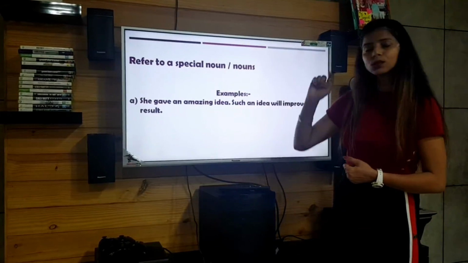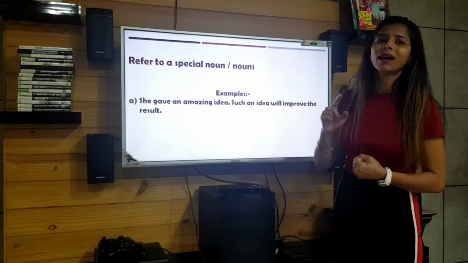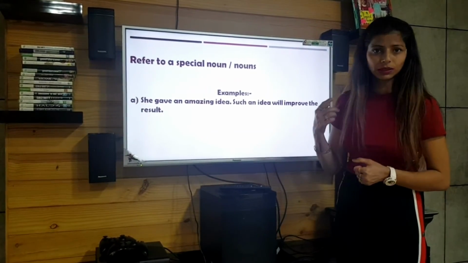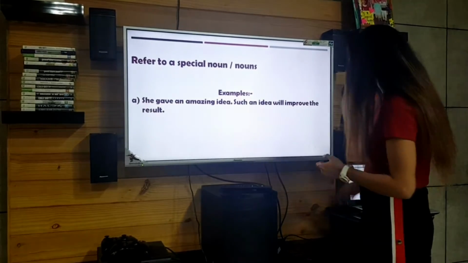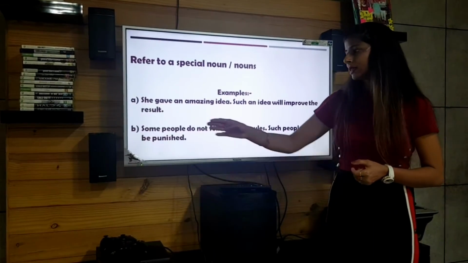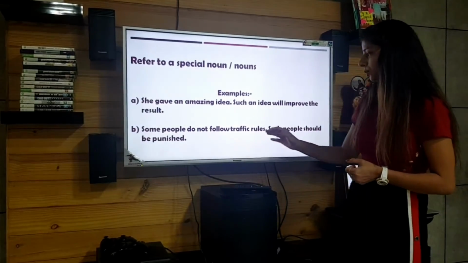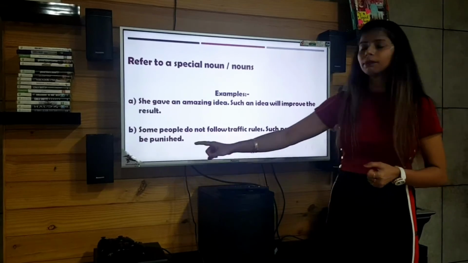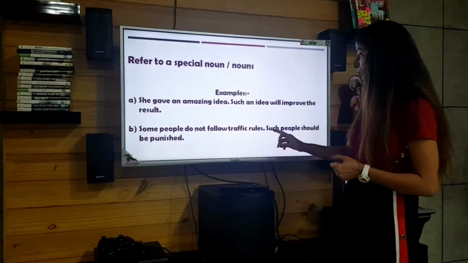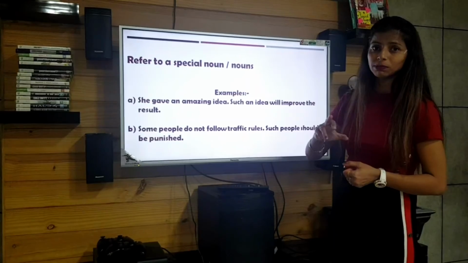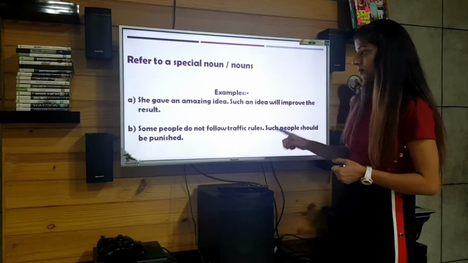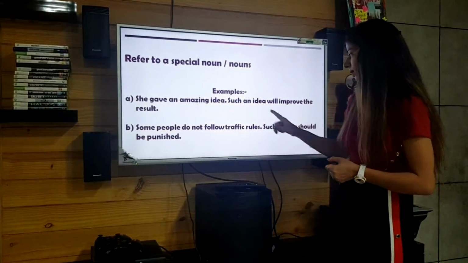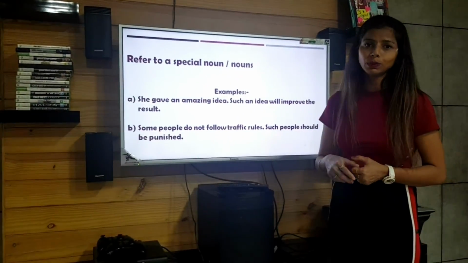So here, dear students, such will be used either in the singular case or in the plural case. That is, it can be used in both cases. I have taken up both the examples here for you. That is, some people do not follow traffic rules. Such people should be punished. So here such people refers to a group of people, so that is more than one person. Here it was an abstract noun, a single noun, singular. Here it is used as plural.